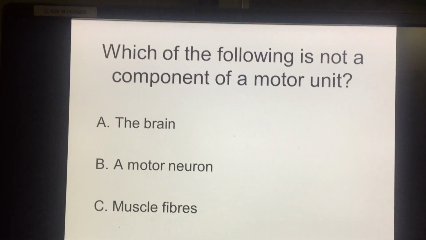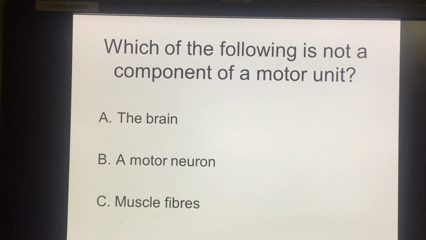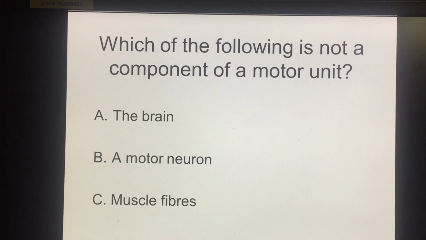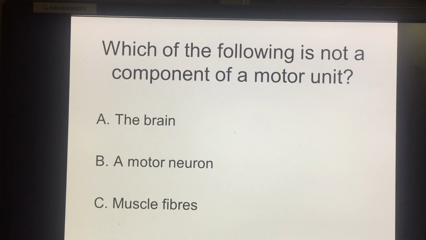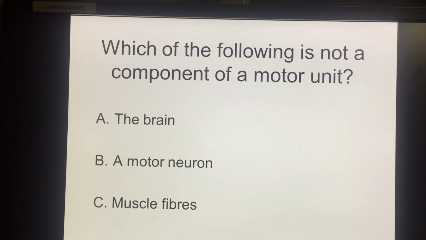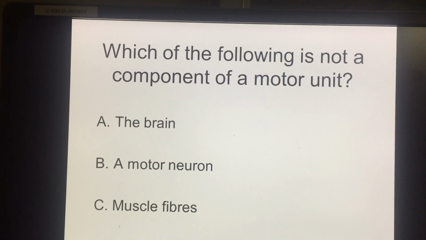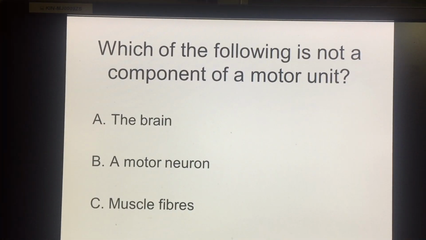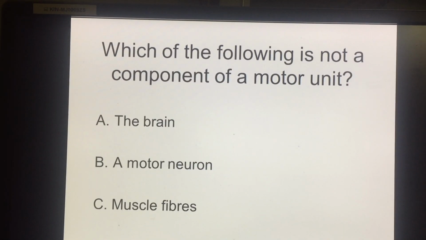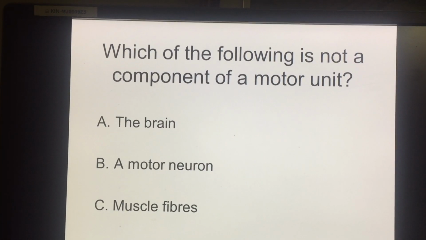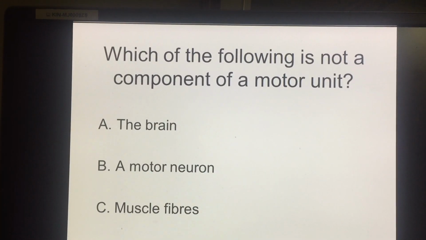Which of the following is not a component of the motor unit? We've got the brain, motor neuron, and muscle fibers. The correct answer here would be the brain is not a component of the motor unit. Your motor unit is made up of your motor neuron and all the muscle fibers it is connected to. So a motor neuron and all the muscle fibers that it innervates.